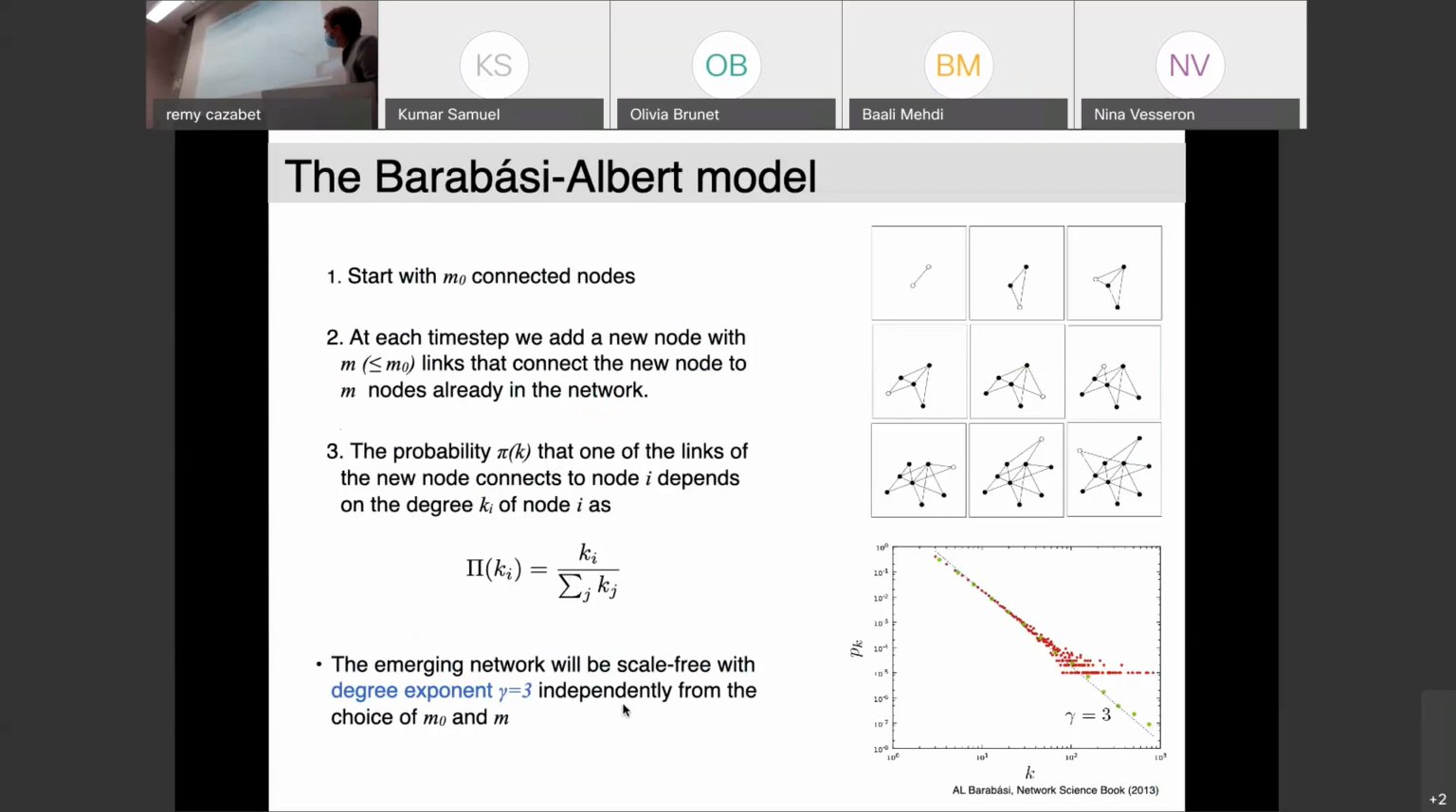And if you apply this simple mechanism, then you will end up with a degree distribution that has an exponent of exactly 3. And this depends neither on the number of nodes you have in the beginning, nor on the number of edges you add at every time. It's always this value as long as you use this mechanism to add edges.